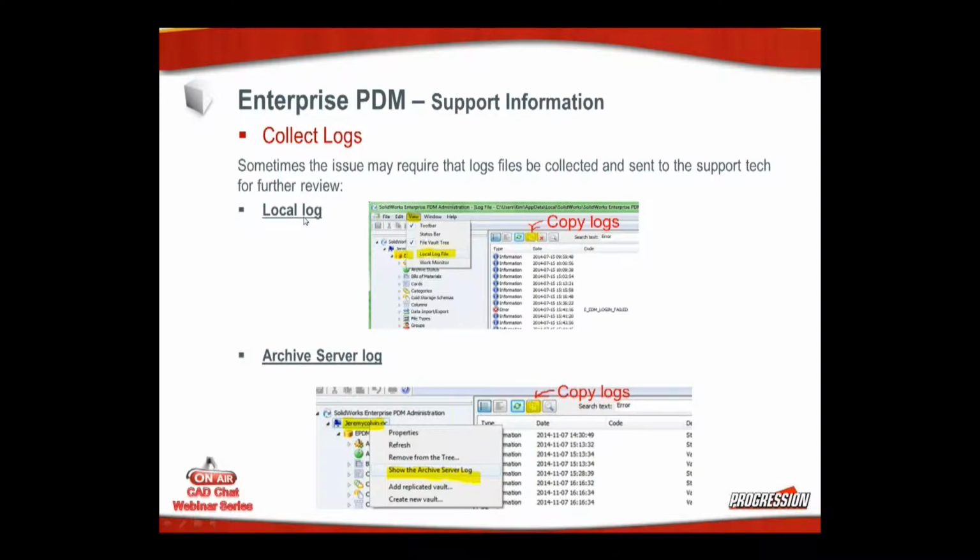There is a local log, and you would get to that by clicking on your vault, selecting your vault and logging into it, and then you go to View Local Log File, and that would bring up the log file for that vault. And then you come in here and copy those logs, and those could be sent to us. There are also archive server logs, and that would be accessed by right-clicking on the server name, selecting Show the Archive Server Log, and then you can copy those logs as well and send them to us.